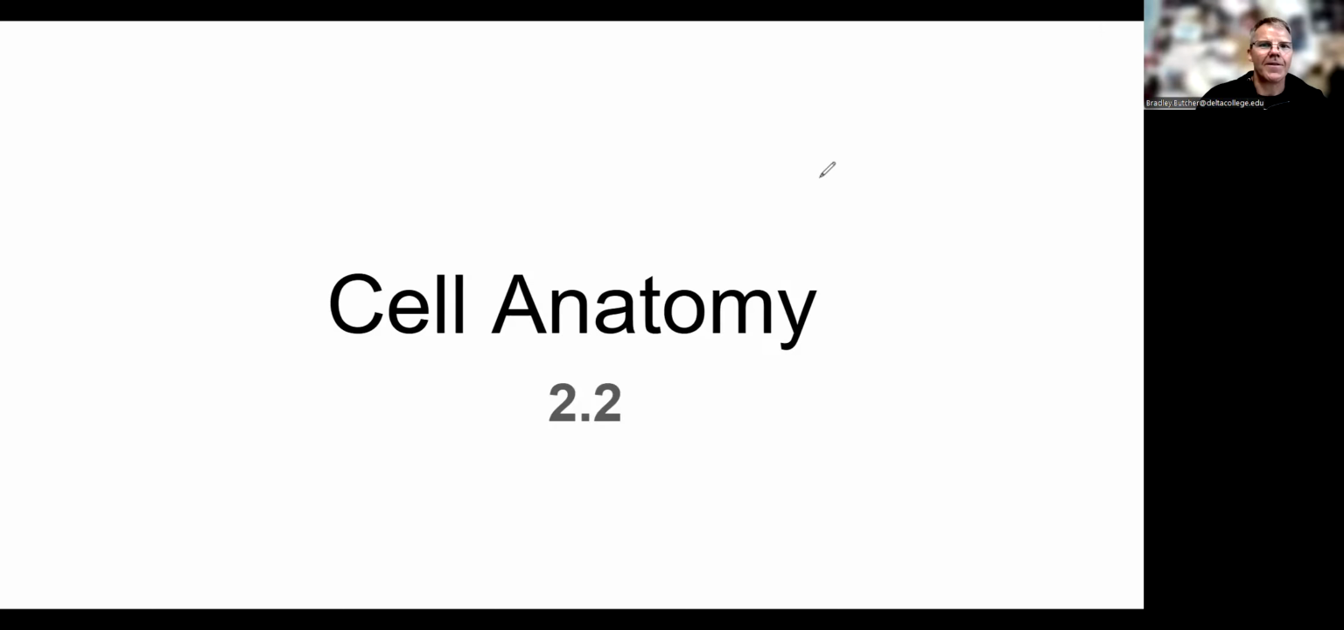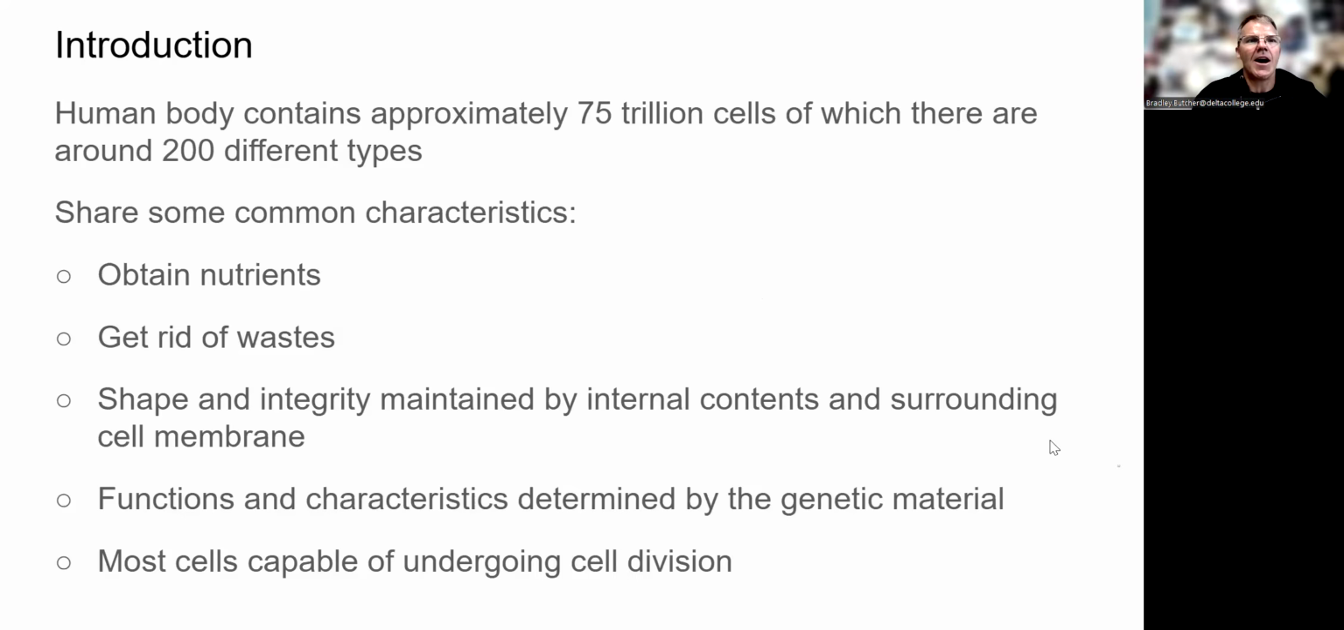Here we are again. Today's lesson is on cell anatomy, the structure of the cell. So just a little briefing. The human body contains approximately 75 trillion cells, of which there are over 200 different types of cells.